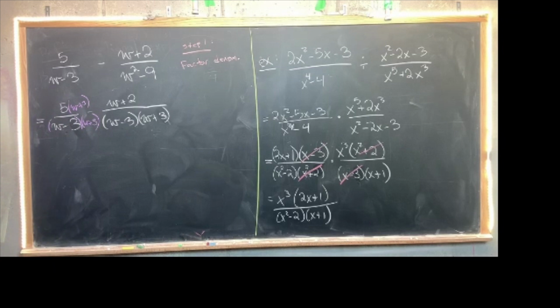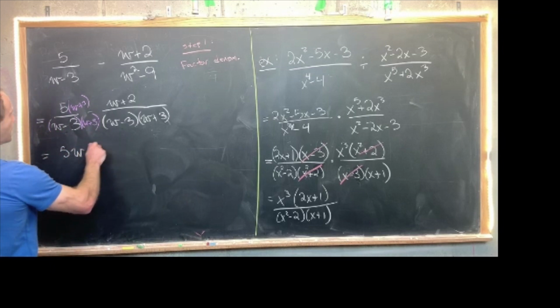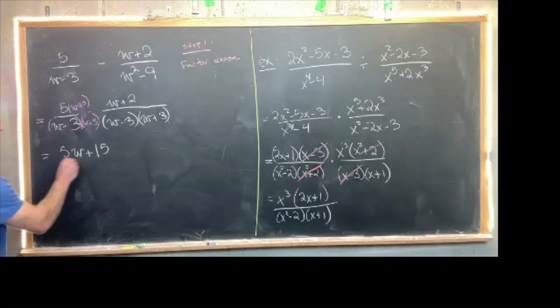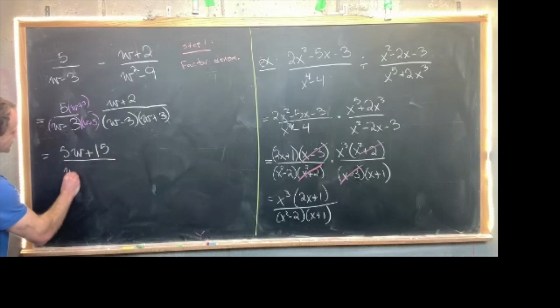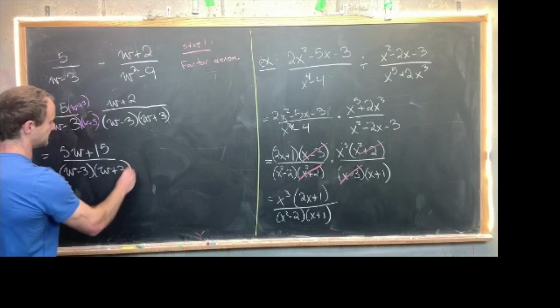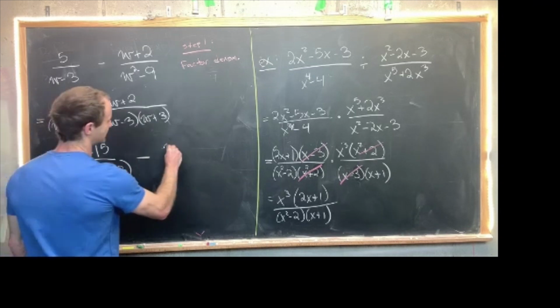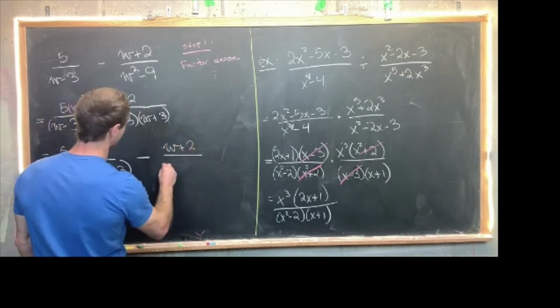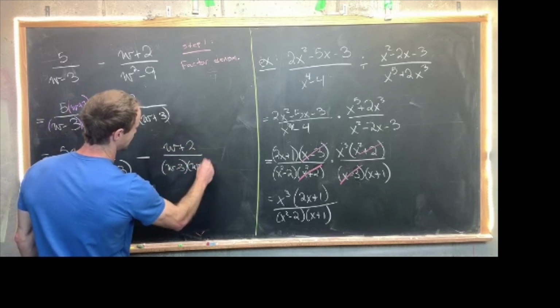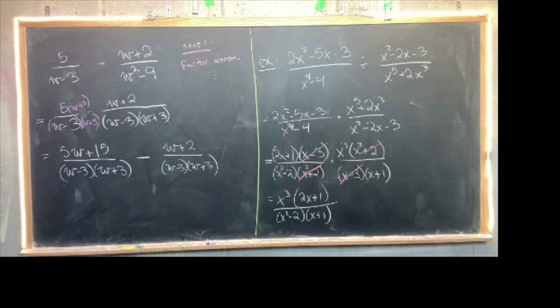Okay, so let's see what that gives us. That's going to give us 5w plus 15. That's what we get from distributing out this 5 times w plus 3. And then in the denominator, I'm just going to write this as w minus 3 times w plus 3 minus, and now we have w plus 2 over, and then we still have w minus 3 times w plus 3. Now let's see what we can do here.